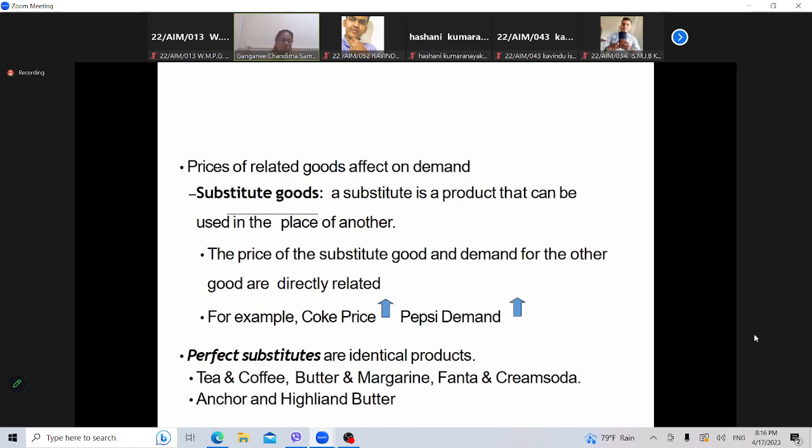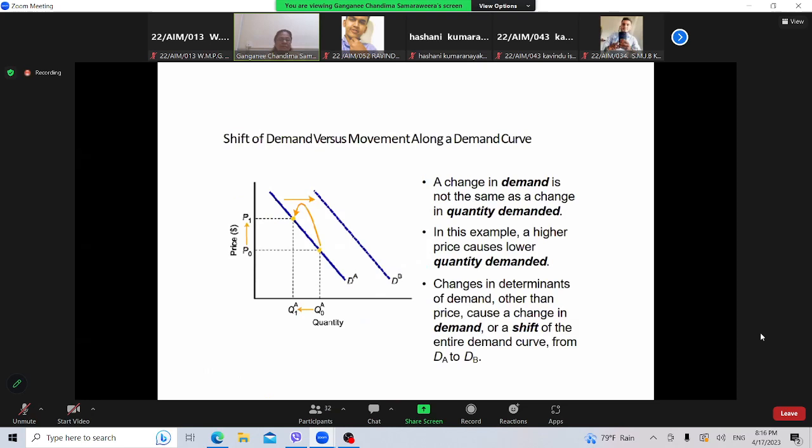So anything, perfect substitutes. We can go for sugar or jaggery, so we can go for other product if we don't like. If the price of a particular product is high, the demand for other product is high. When the price is high, the demand for other product is high means they are substitutes. When the price is high, when the demand of other product is low means they are complementary goods.